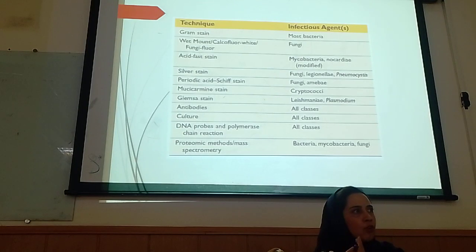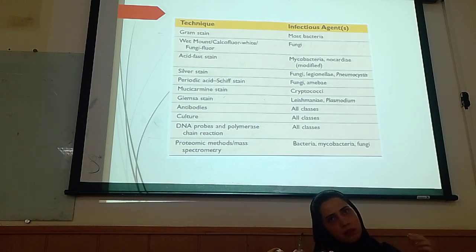Okay, so this table is important. Different kinds of techniques for different infectious agents. For example, gram stain for bacteria, wet mount, calcofluor or formalfluor for fungal elements. What is wet mount? It's a very simple method. We use normal saline and put the specimen on that and put a coverslip on that and then examine it under microscope. So we do not need anything.